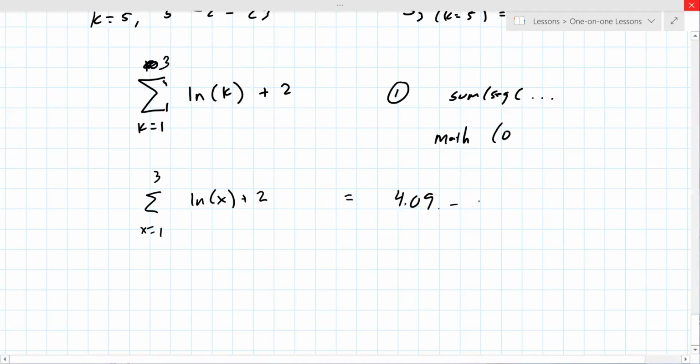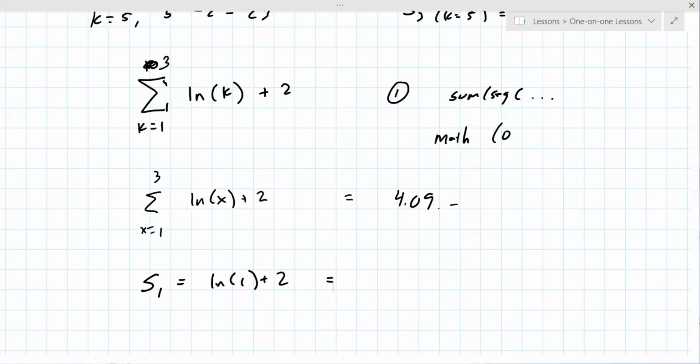Okay, so let's do the first sum. So the first sum is the natural log of 1 plus 2. Could you just calculate that in your calculator? Two. Say that again, just 2, right? Yeah. A question, I mean, it's not on here, but your instructor might say, how far away is the first partial sum from the total sum? And it's a lot away.